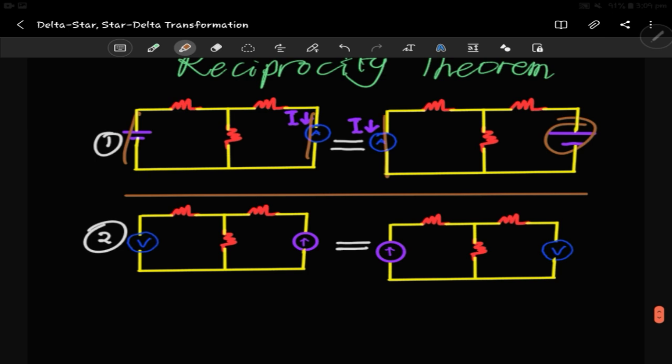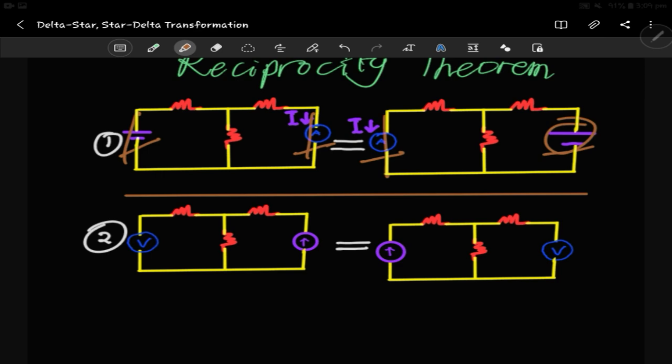The same thing here. So what we have here is what we call an ideal voltage source, and an ideal ammeter. What this means is that these have no resistances, so they don't take any current from the circuit. So that's it for the reciprocity.